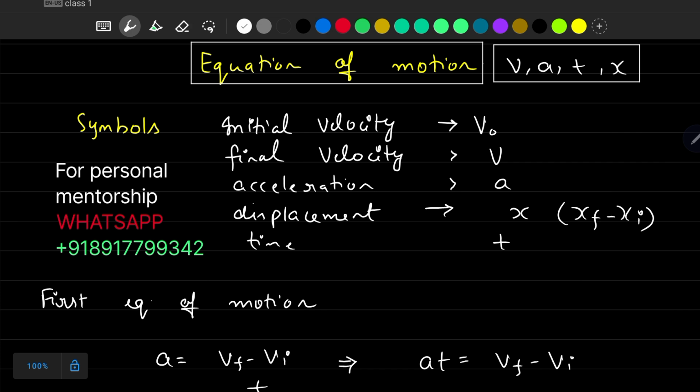So there are some symbols. For initial velocity, we use v naught. For final velocity, we simply use v. For acceleration, we use a. And for displacement, we use x. One more thing, displacement can be written as final minus initial, meaning x final minus x initial, and for time we use t. So these are the symbols, and equations of motion are the equations which will relate all these symbols.